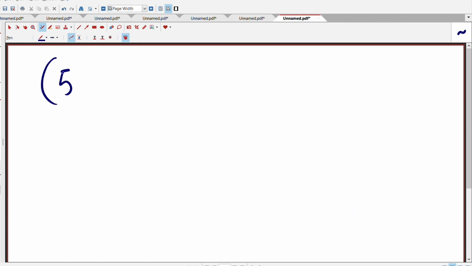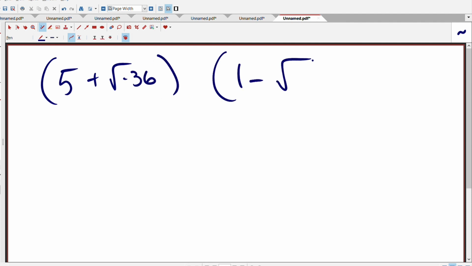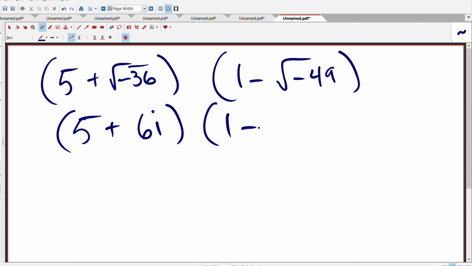You might see something like this, where we have a binomial, which is 2 terms, times another binomial. And I see a negative inside a radical. But it's a perfect square, so if I take the negative out, I could say 6i. And here, if I take the negative 49 out, I'm going to say 7i. Now I have to FOIL.